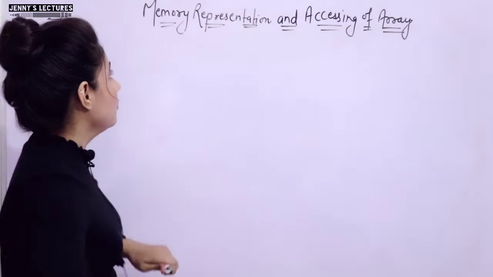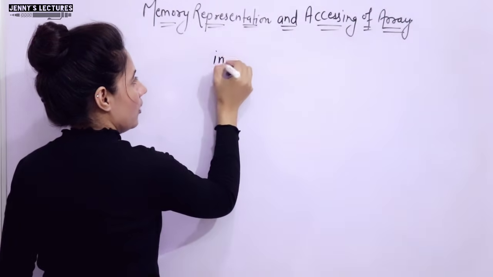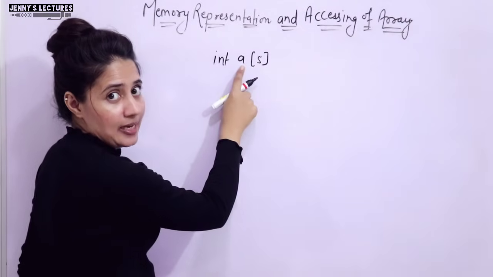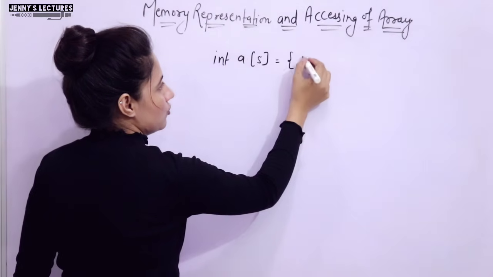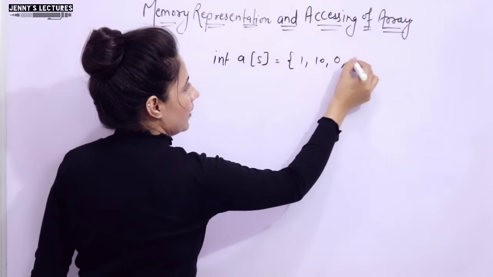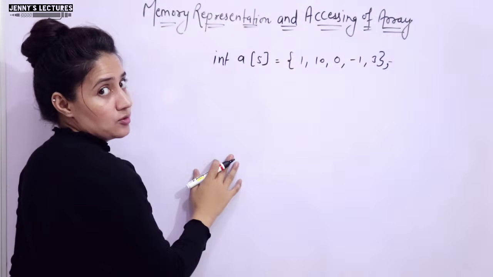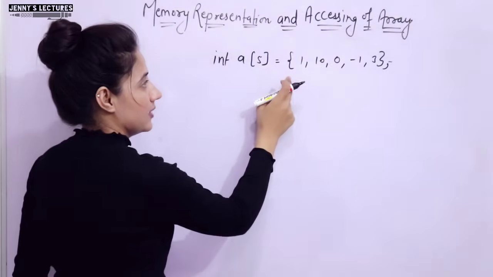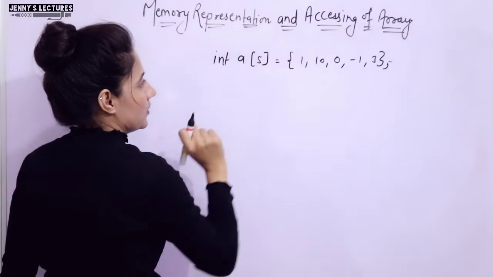Now see how the memory would be represented for arrays. As we know how an array can be declared, I am taking the name of the array as A, size is 5, and I am initializing the array over here only. Suppose 1, 10, 0, -1, 3. 5 data items. We have declared and initialized the array at the same time. This is what compile time initialization of an array is.